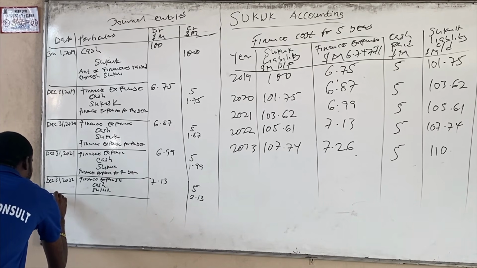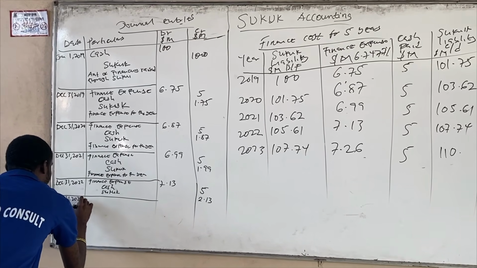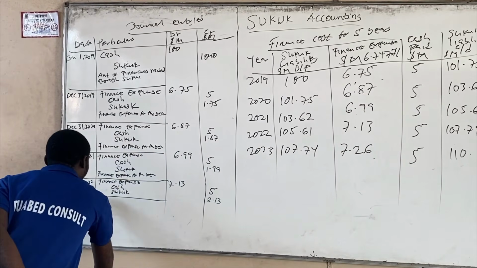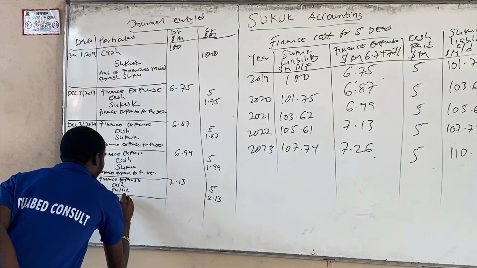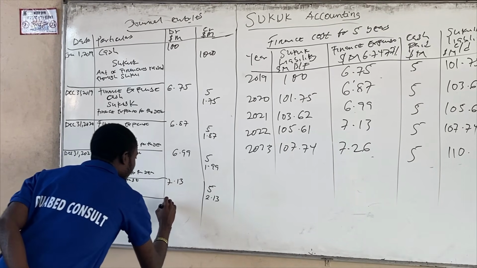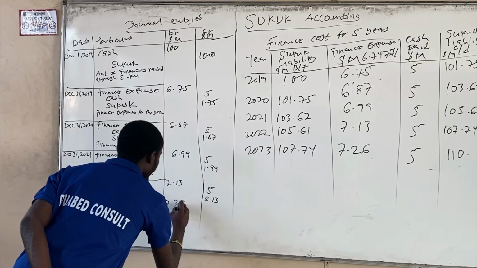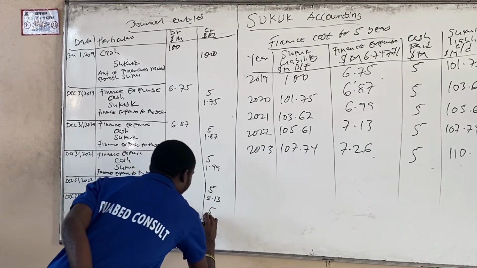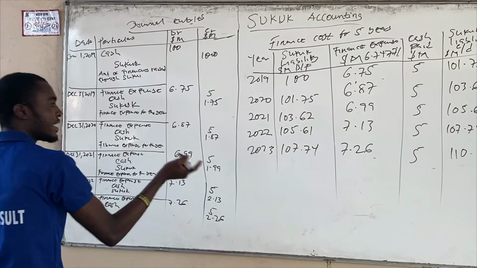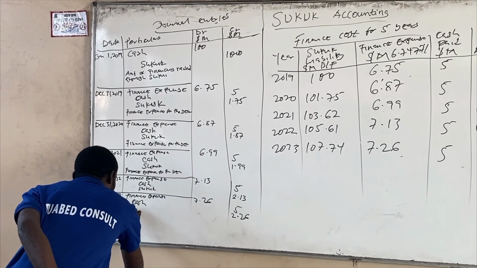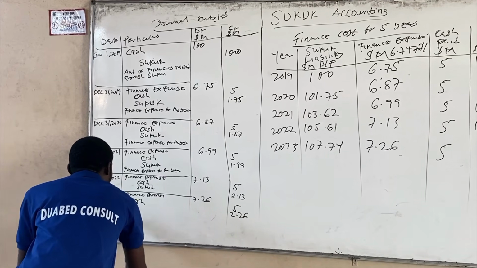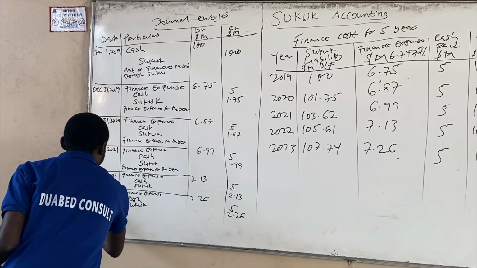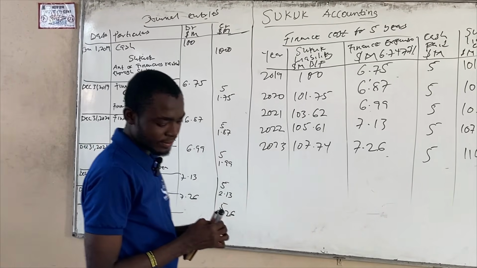Then the fifth year, that's 31st December 2023. Over here, the finance expense is 7.26. So finance expense, that's 7.26. And you credit your cash 5 million. And then the difference of 2.26 will be credited to Sukuk account. After that, we will write your narration.